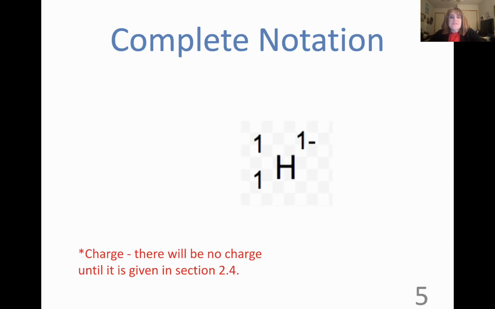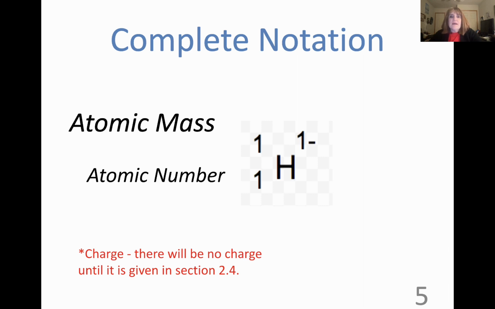Complete notation looks like this. There will be no charge in complete notation, but the top left number is the atomic mass, the bottom left number is the atomic number. To get the atomic mass, you take the average atomic mass and round it to the nearest whole number. Eventually, in 2.4, there will be a charge that will be added to your cards as well, and that will go on the top right. And obviously, the letter combination is the symbol.